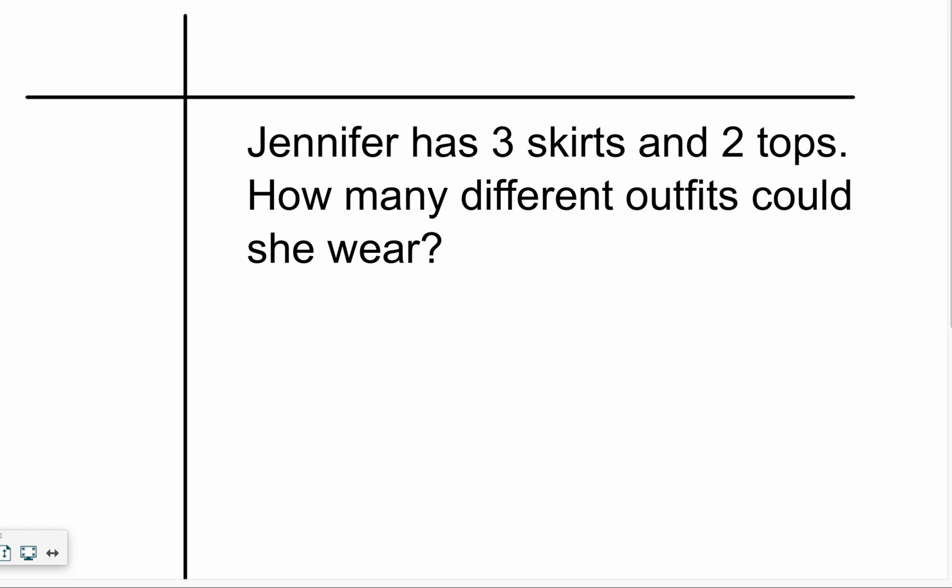Jennifer has 3 skirts and 2 tops. How many different outfits could she wear? Again, pause. All right. If we were to create the tree diagram, you would find that you would have 6 different options for this. 3 times 2 equals 6.